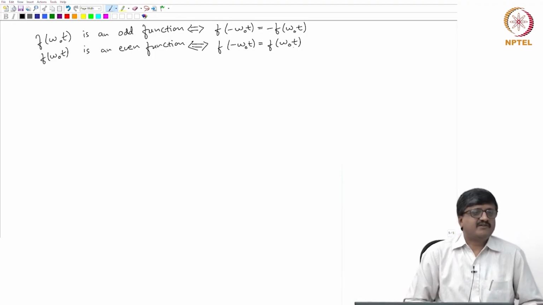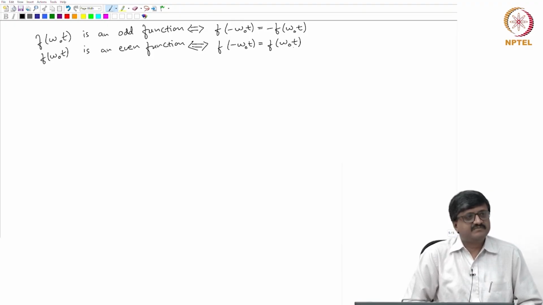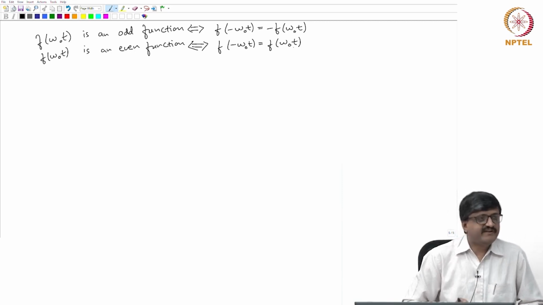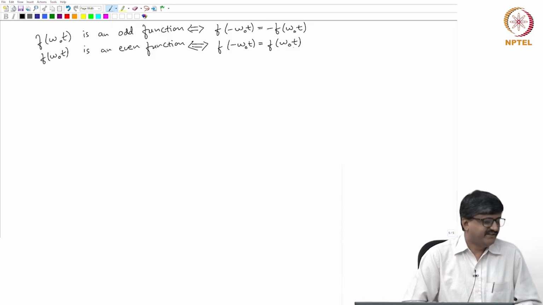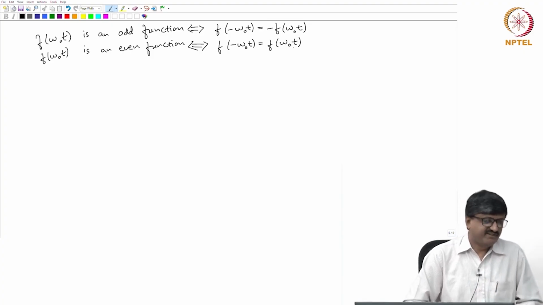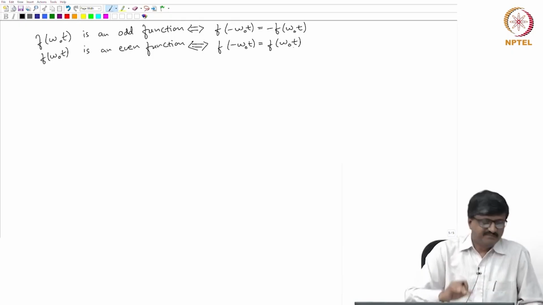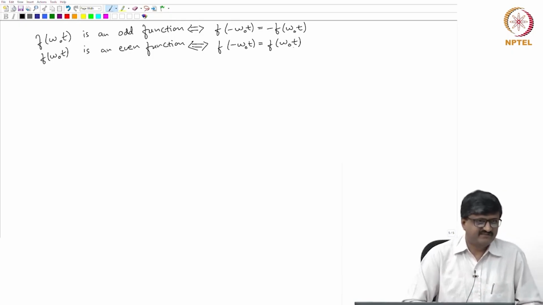If a function is odd, we get some simplification. If the function is even, we get some simplification. There are other types of symmetries, for example, half wave symmetry and quarter wave symmetry. Due to all these symmetries, we get some simplification in the evaluation of the integral for AH or BH or CH. We will look at all these simplifications in detail in the next class. So, I will stop here.